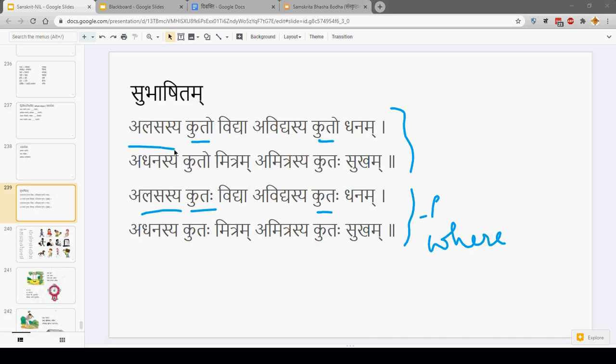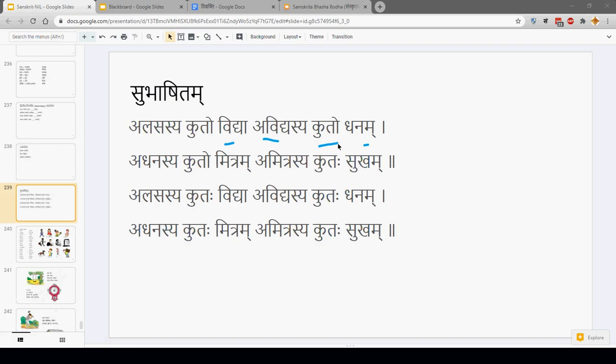Alasa means lazy, and you know this Shashti Vibhakti, right? That Sya is coming there. Alasasya means of a lazy person. Kutah vidya. Kutah means where, how come. Vidya means knowledge. For a lazy person, where is the knowledge? Like that, it means there is no knowledge. It's like a sarcastic thing. Where is the knowledge for a lazy person?